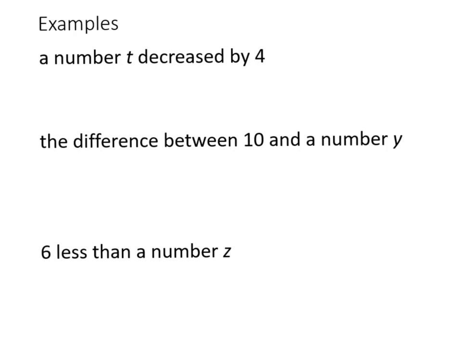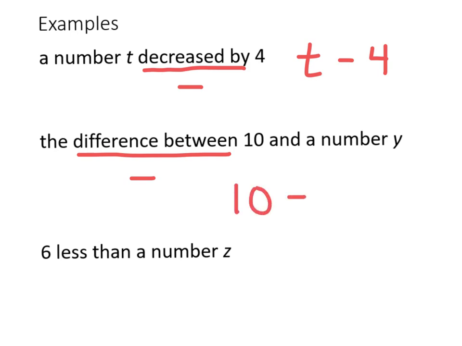The next example says a number t decreased by 4. Decreased by indicates the operation subtraction, so our expression would be t minus 4. The next example says the difference between 10 and a number y. The term difference between indicates subtraction, so our algebraic expression would be 10 minus y.